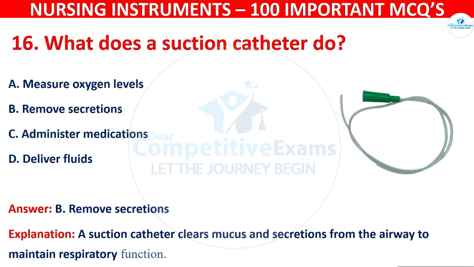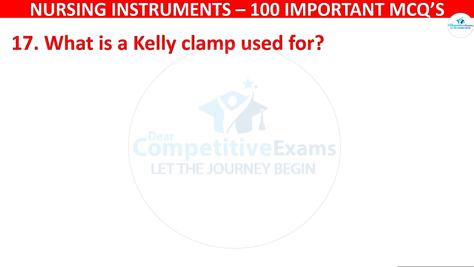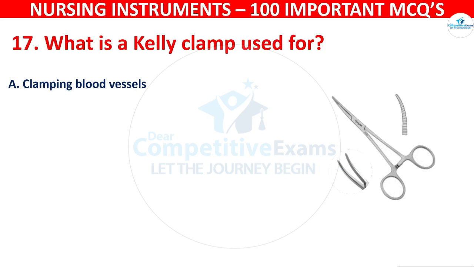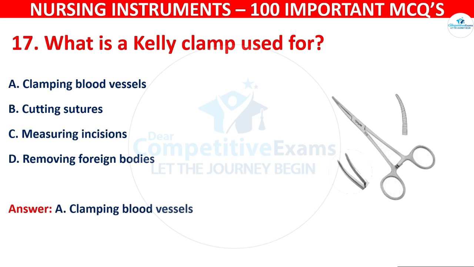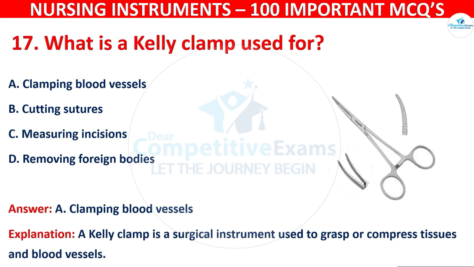Question number 17. What is a Kelly clamp used for? Your options are clamping blood vessels, cutting sutures, measuring incisions, or removing foreign bodies. The correct answer is A, that is clamping blood vessels. A Kelly clamp is a surgical instrument used to grasp or compress tissues and blood vessels.